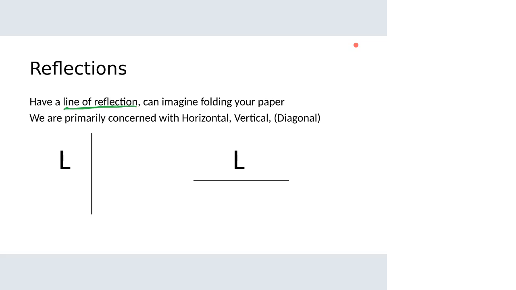In our course, we're going to be concerned with horizontal and vertical primarily. We might see a diagonal reflection occasionally, but our primary focus is going to be on horizontal and vertical reflections like we see on this page. So if I'm going to reflect this L across this line of reflection, what am I going to end up with? You know, that's sort of our question here. What is it we're going to end up with?